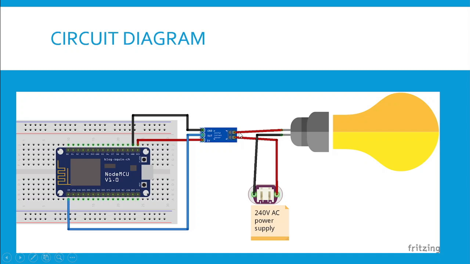And at the other end, we have these two pins. One pin is directly connected to the light bulb, and the second pin is connected to the positive rail of the 240 volt AC power supply. And the negative of this AC power supply is connected to the light bulb's negative terminal. Okay, so this is the circuit diagram. We have used this same circuit diagram in the project.